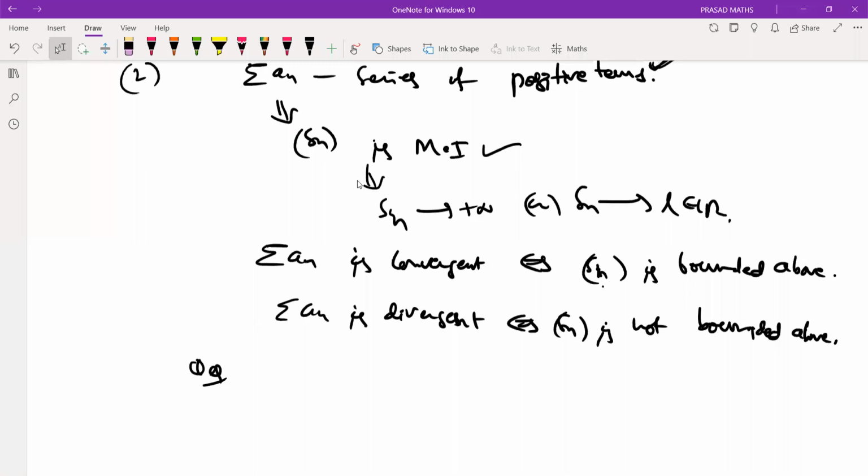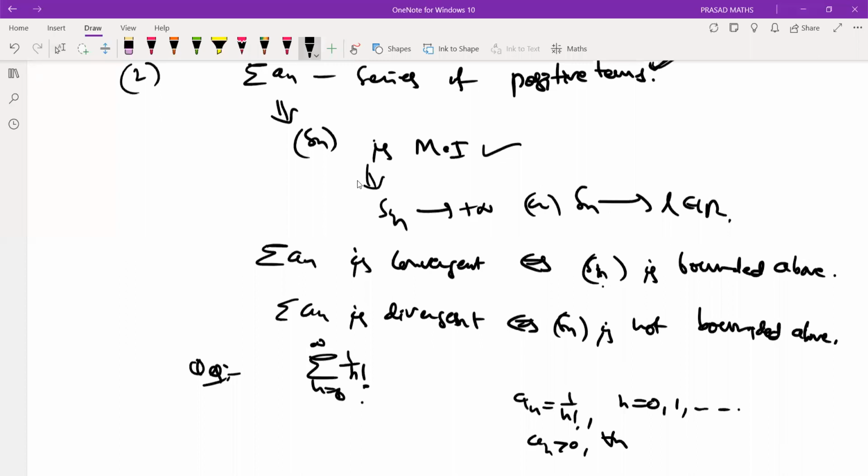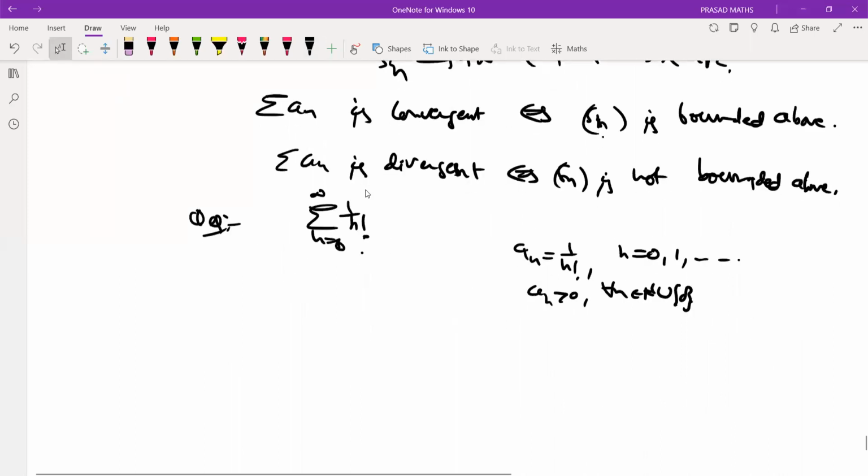Example, suppose you take this summation n equals to 0 to infinity 1 by n factorial. This is a positive term series because an is nothing but 1 by n factorial, n equals to 0, 1, 2, 3, 4 going on. So an is always positive. This is a positive term series. Therefore, ఇది కన్వర్జెంటే అని చెక్ చేయాలంటే, సో ఎట్లా చెక్ చేస్తాం? Sn అనేది బౌండెడ్ అబోవ్ అయితే చాలు. What is my Sn? 1 plus 0 factorial a0 plus a1 plus going on to an minus 1. మీ ఇష్టం, ఏం రాసుకున్నా ప్రాబ్లం ఏం లేదు, రైట్?